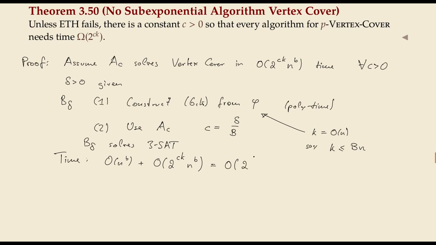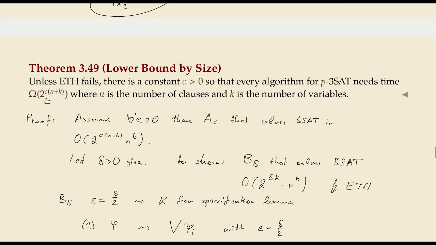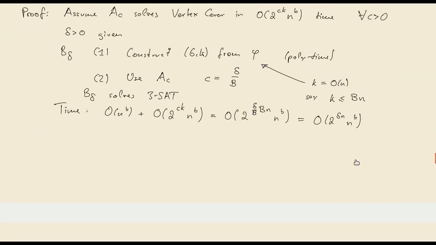And if we insert, now this k is not the k from 3-SAT, the number of variables, but our k from vertex cover. So we can use this bound here. So again, this is a subset equal. Now this is of the form, the running time, of the form like we had it in the last theorem. We can, of course, add the k, that only makes it worse.